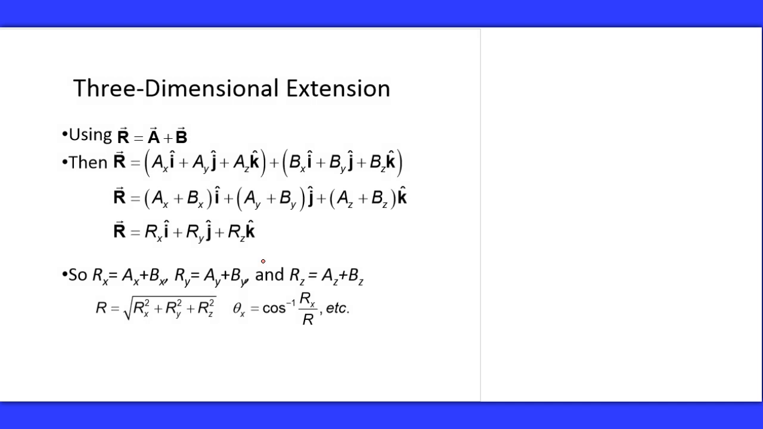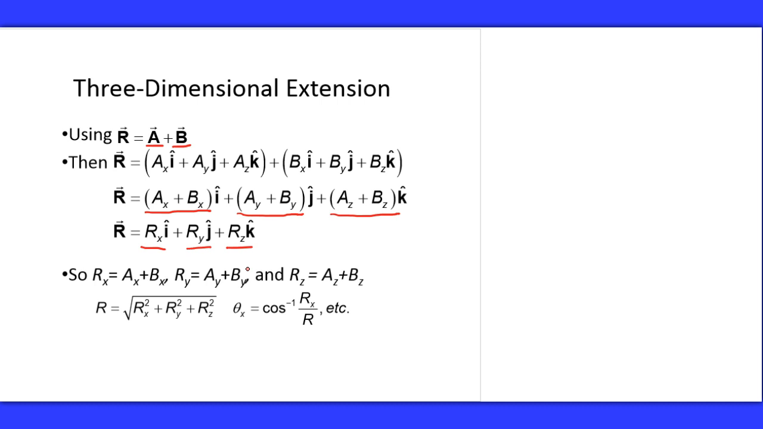We can also use this same process in more than 2 dimensions. We can use it in 3 dimensions, 4 dimensions, 5 dimensions, as many as you want. And so again, if we have 3-dimensional vectors A and B, and we want to add them together, all we have to do is add the x components, the y components, and the z components. So we get our vector R in terms of i, j, and k.